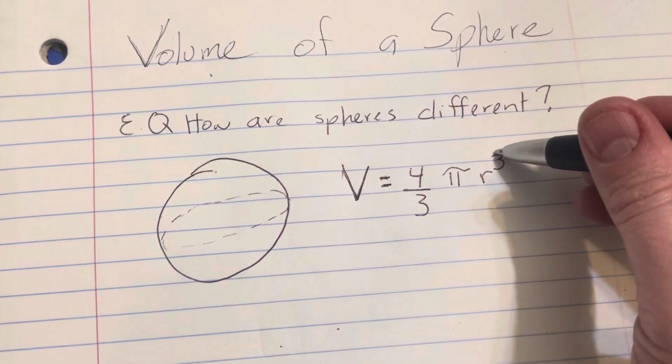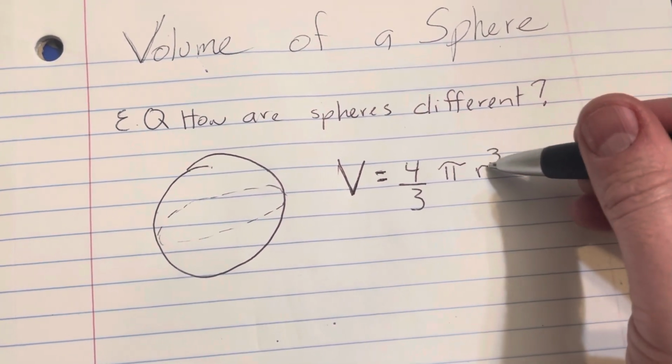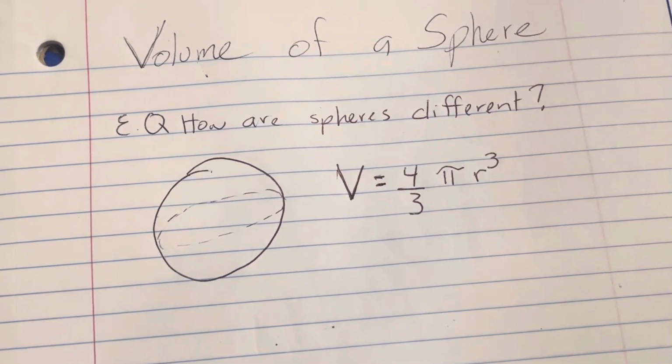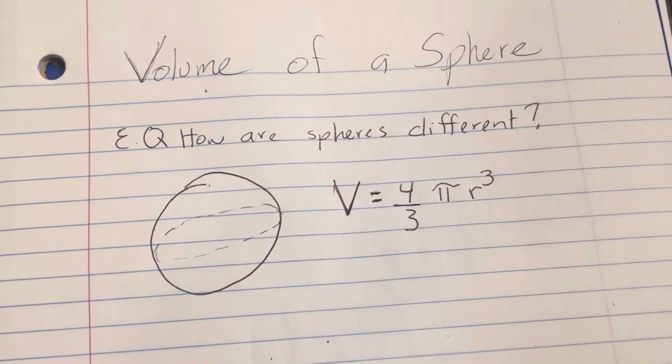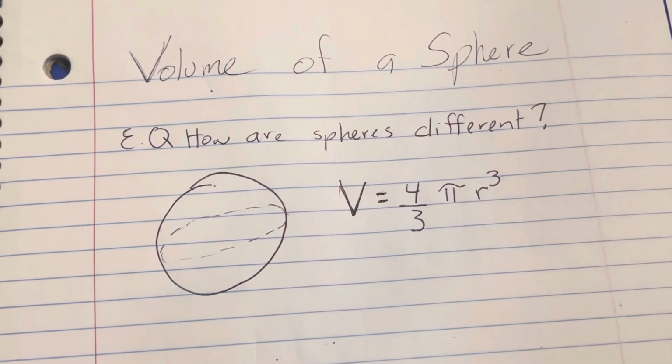And I want to highlight this part right here. We are going to the third power and not squared. That's a big difference between a sphere and a cylinder or a cone.